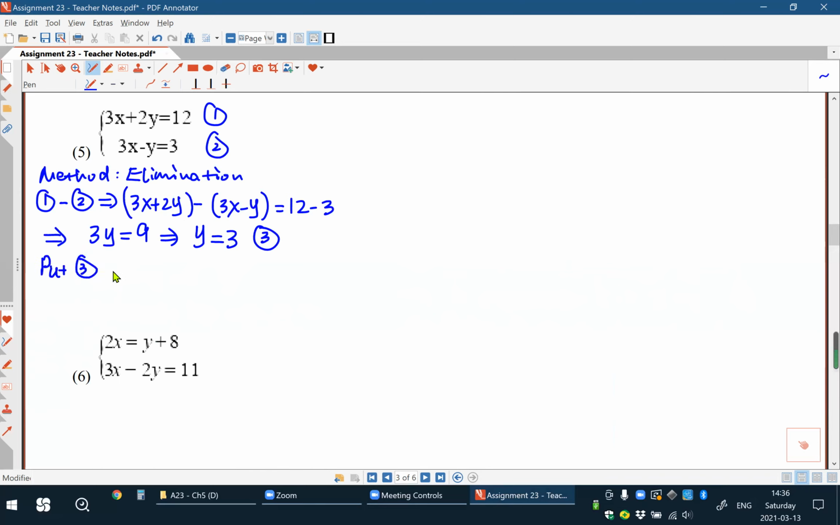Let's put 3 back into either 1 or 2. 2 seems easier, right? So let's put 3 into 2. That means 3x minus 3 equals 3. So this will give you 3x minus 3 is 3, and this will give you x is actually 2, right? Okay, now we can make the conclusion. X is 2, y is 3, and this is our final solution. Okay, any questions here?